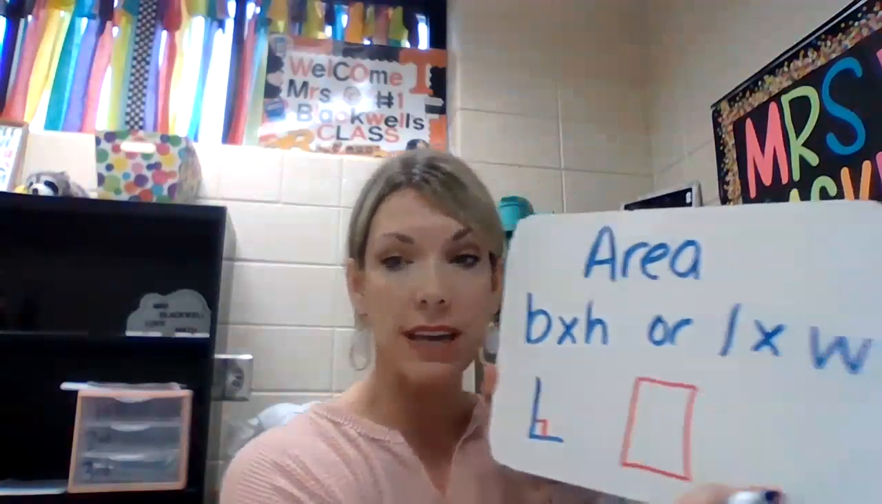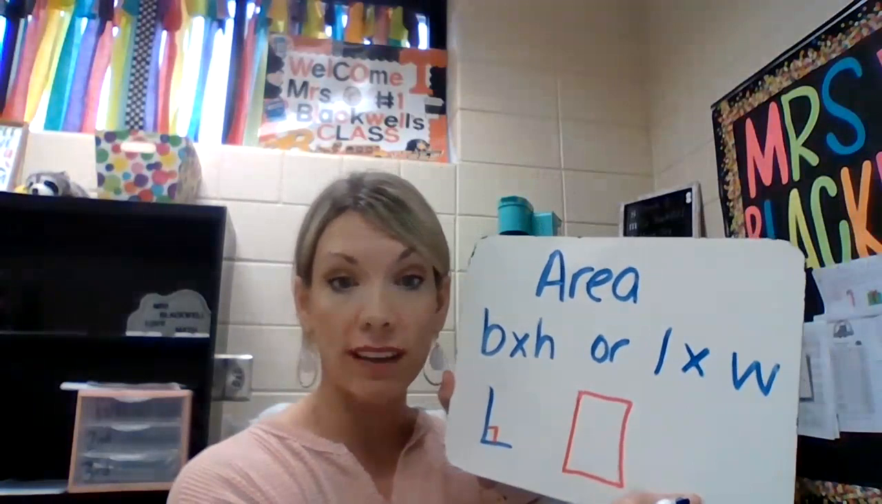Hey guys, today we're going to do a quick video to review area and surface area of every different type of shape. So let's get started just with basic squares or rectangles. Your area formula is base times height or length times width, and that is for squares and rectangles. So remember that area is base times height or length times width.